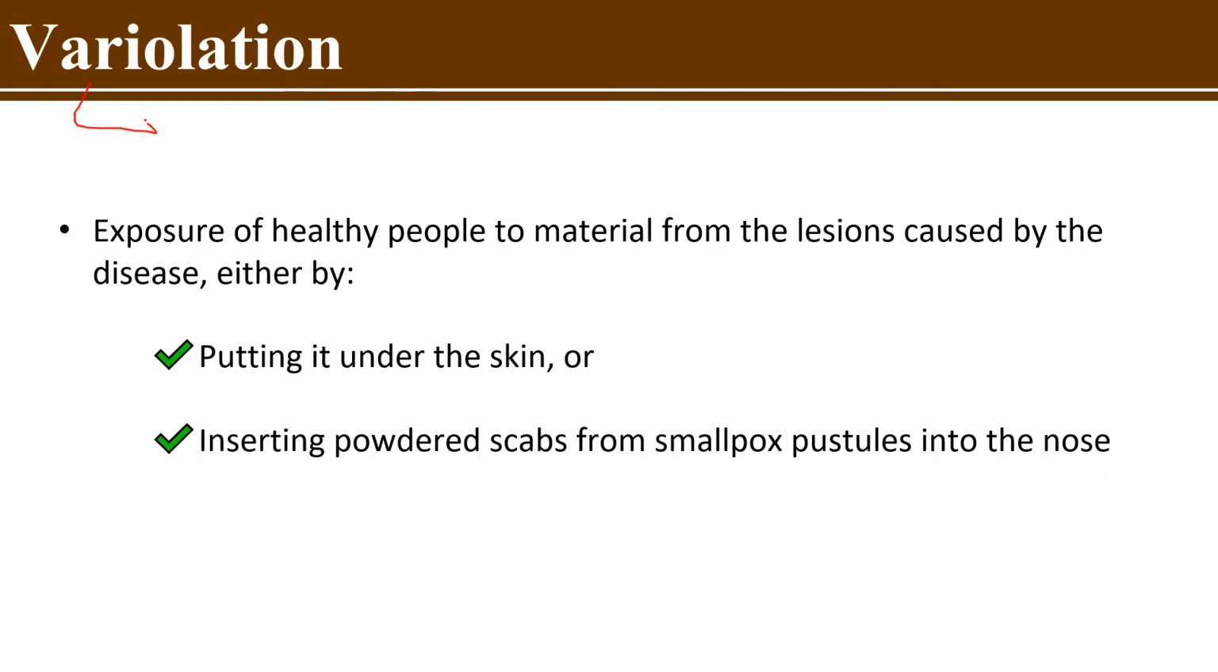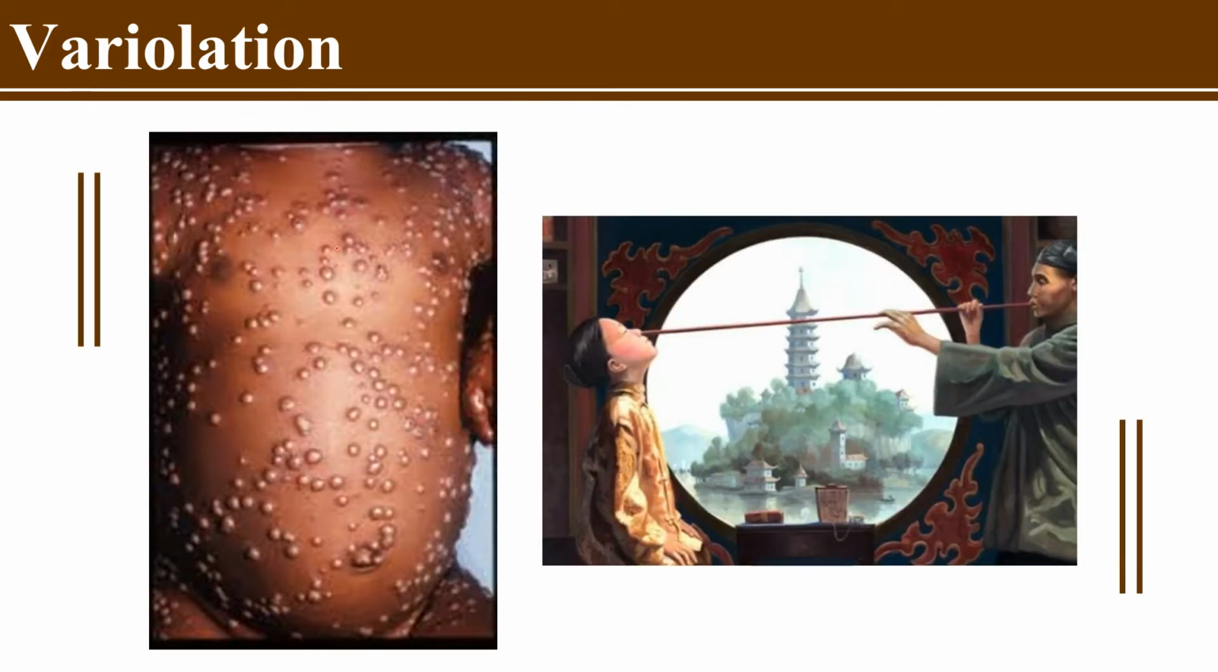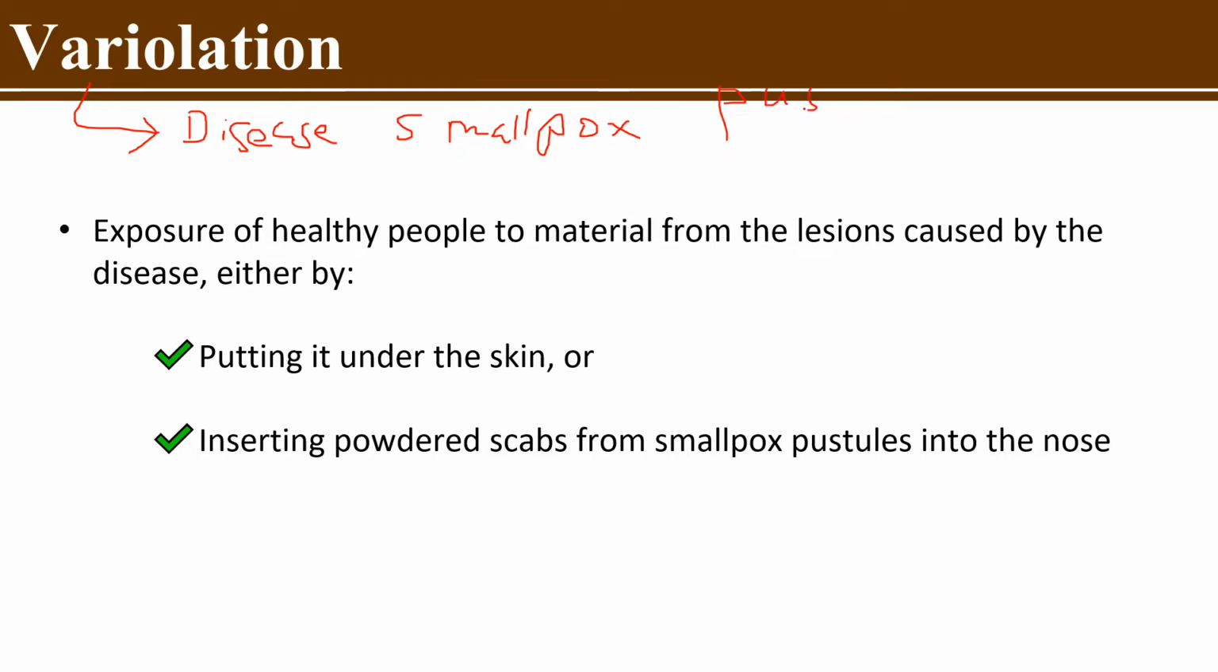Now, variolation, class, during that time would usually involve the disease smallpox. Now, smallpox, class, is similar with your chickenpox in its appearance. They would produce what you call pustules. Now, these pustules, class, wherein in variolations, class, they would get a part of the pustule and they would put it under the skin, or they would insert the scabs of the pustule into the nose. So imagine how disgusting that was.